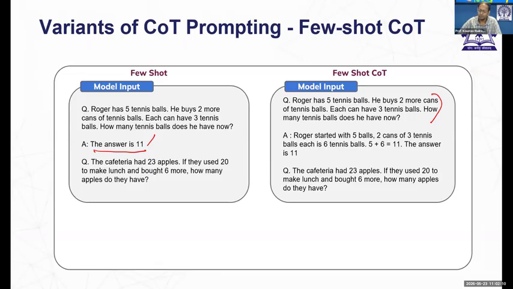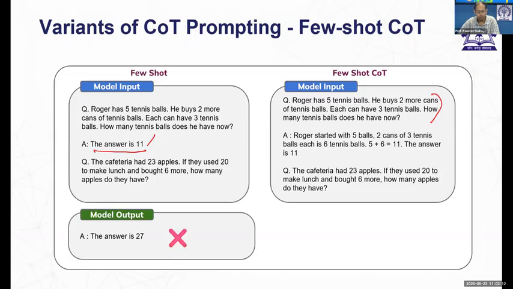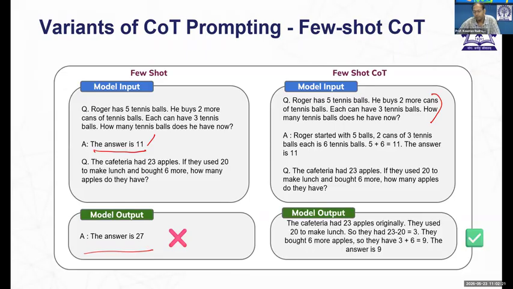Now I am asking the question. Now what is the thing? In this few shot prompting, I am getting the answer 27. And what is the part that I am getting in the few shot chain of thought? It is telling the cafeteria had 23 apples originally. They used 20 to make lunch. So they had 23 minus 20 is equal to 3. So they bought 6 more apples. So they have 3 plus 6 is equal to 9. So the answer is 9. Obviously, the answer is correct.